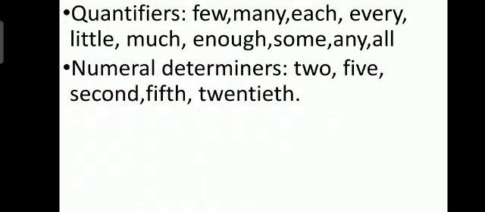Now a few commonly used determiners are quantifiers. As I told you in our previous chapter, quantifier means that it shows the quantity of the noun. That's why they are known as quantifiers. Words like a few, many, each, every, little, much, enough, some, any, all show the quantity of the noun. So they are used as quantifiers in determiners. Now numeral determiners: 2, 5, second, 5th, 20th, etc. are known as numeral determiners, which show numbers, both ordinal and cardinal.